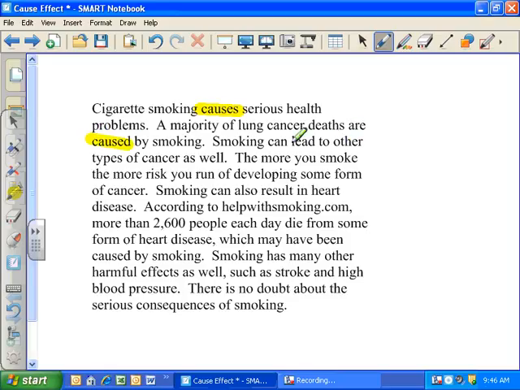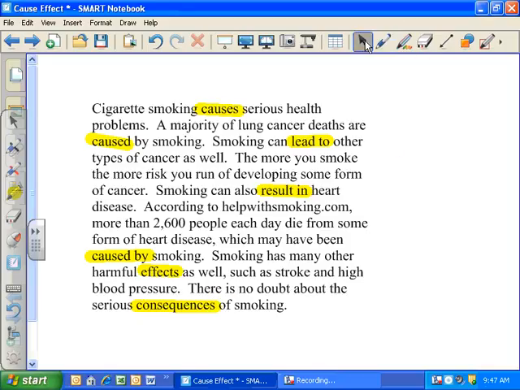Smoking can lead to other types of cancer as well. The more you smoke, the more risk you run of developing some form of cancer. Smoking can also result in heart disease. According to helpwithsmoking.com, more than 2,600 people each day die from some form of heart disease, which may have been caused by smoking. Smoking has many other harmful effects as well, such as stroke and high blood pressure. There is no doubt about the serious consequences of smoking.